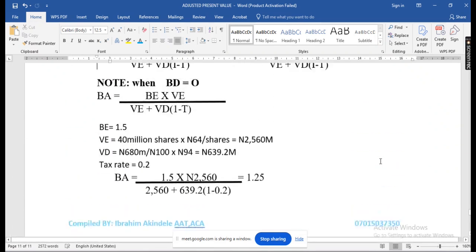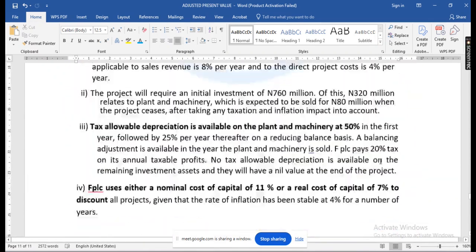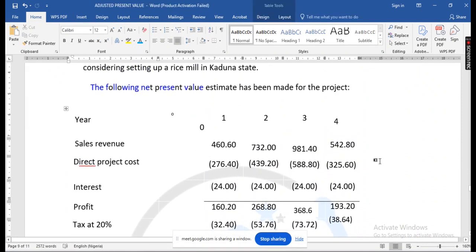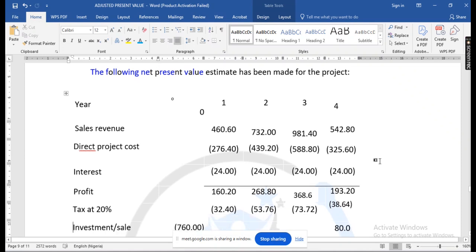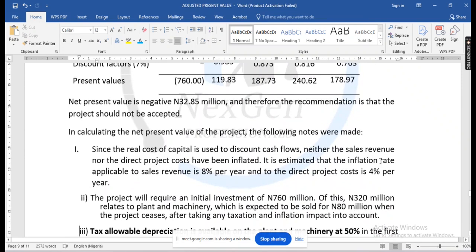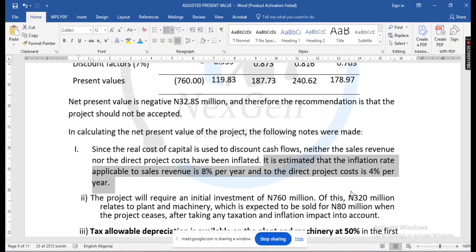Okay, so let's quickly go back to the question. Can you see the revenue given to us? 460. I will not scroll up again. So you just give me a figure and you inflate it. Now, look at it. In this part, you can see that it is estimated that the inflation rate applicable to sales revenue is 8% per year, and to direct project cost is 4% per year.